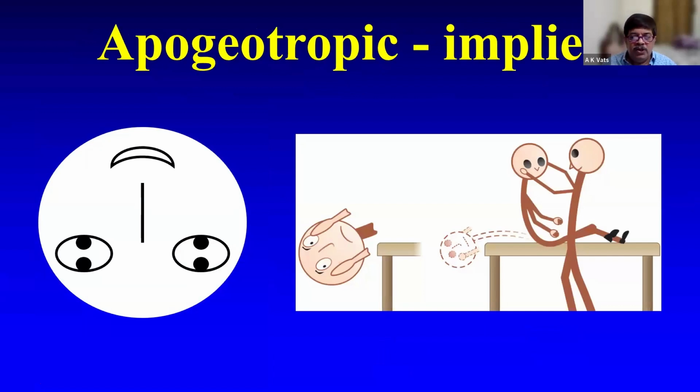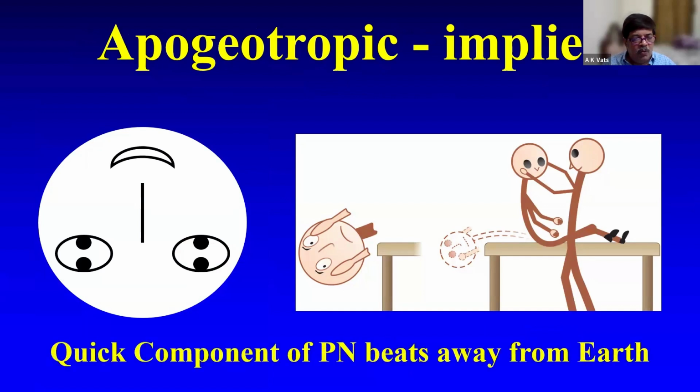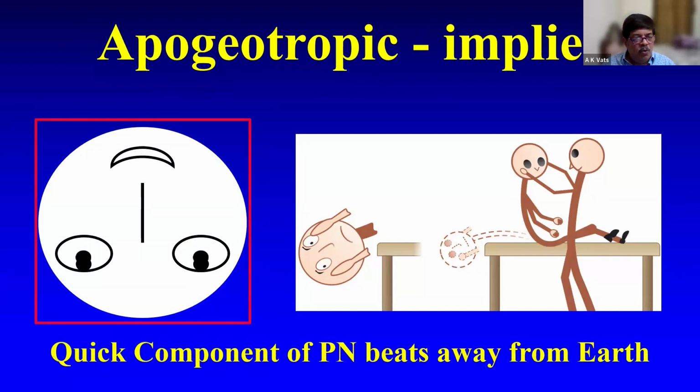So what does apogeotropic imply? When we do the positional test, the Dix-Hallpike test or the enhanced straight head hanging test, the quick component of the nystagmus beats away from the earth. This is the animation which I am showing here. This is the diagram, slow and quick. Again, slow and quick. So this is the apogeotropic variant of the posterior semicircular canal BPPV because the quick component of the positional nystagmus beats away from the earth.